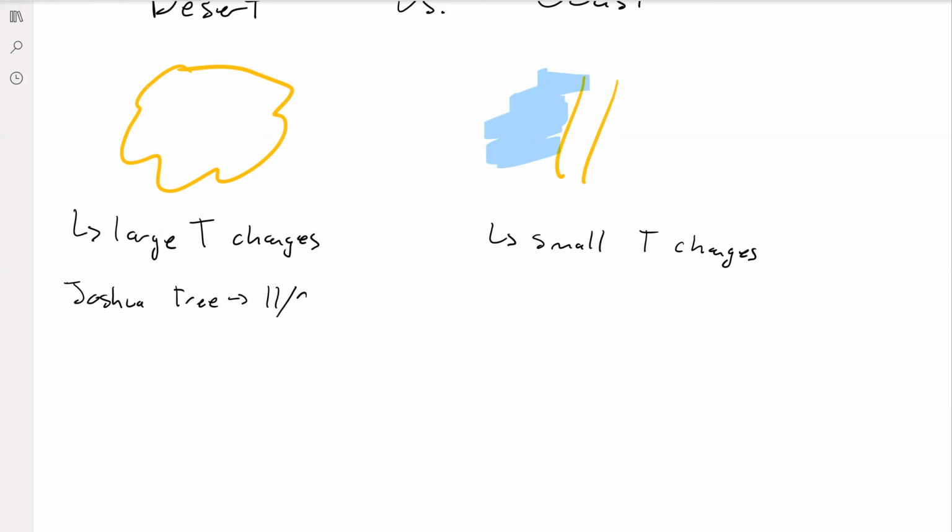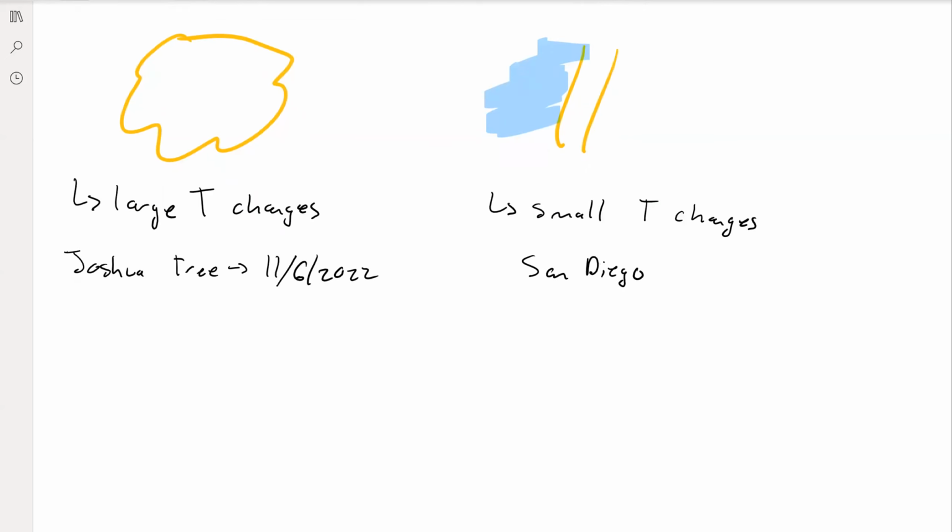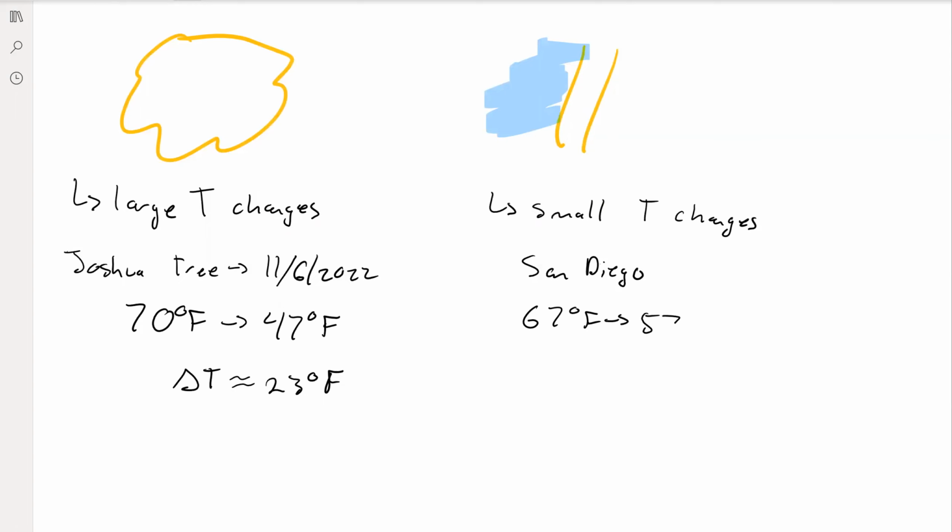And we'll take a look at 11/6/2022 that day. And then we also live near San Diego. And so, for example, on 11/6/2022, Joshua Tree will experience a high of 70 degrees Fahrenheit and then a low of 47 degrees Fahrenheit, which is a delta T of about 23 degrees Fahrenheit, while San Diego will experience a high of 67 degrees Fahrenheit and a low of 57 degrees Fahrenheit, which is only a delta T of about 10 degrees Fahrenheit.